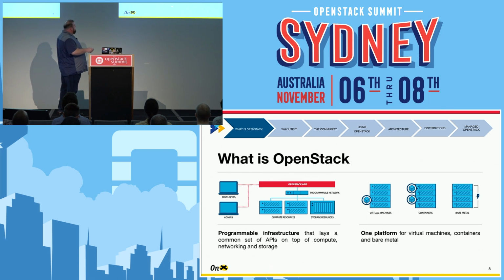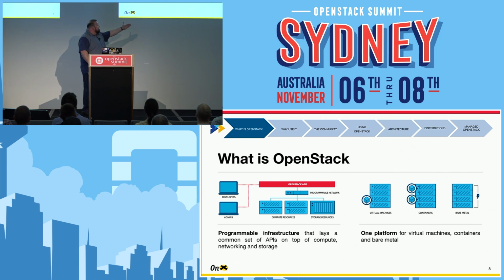The foundation says it lays a common set of APIs on top of compute, network, and storage, and it's one platform for virtual machines, containers, and bare metal. So with OpenStack, you can create virtual machines, you can create containers, or using one of the projects that we're not going to talk about today, but it's called Ironic. The reason it's called Ironic is because we used to just do virtual machines, and then they came out with bare metal. And for a virtual machine platform, it was ironic that we would provision bare metal. But okay, high five for the name. But it can do all three of these now.